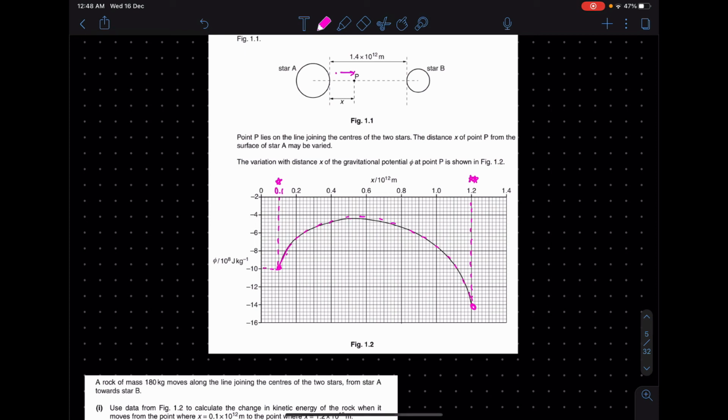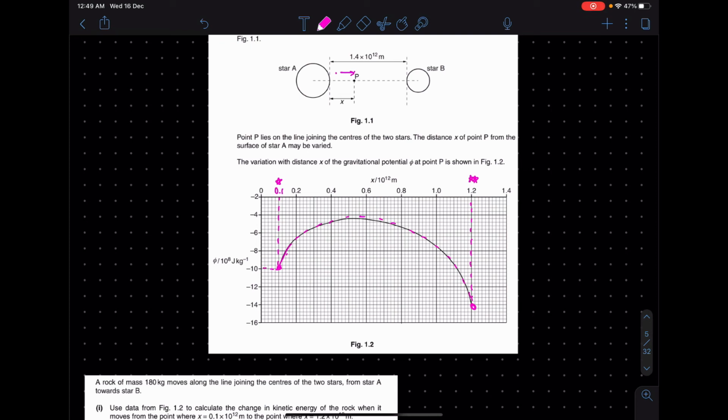Okay, so the key here is that we just need to get this rock to be able to get to the top here, the highest point of this graph, the gravitational potential at the highest point of this graph. And after that, we can just let gravity do its work, and it will slowly be dragged into the other planets, into the other star.